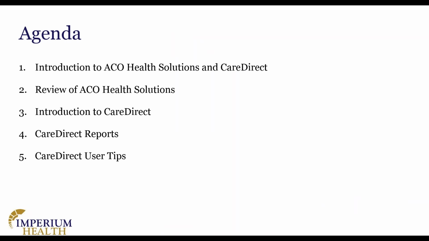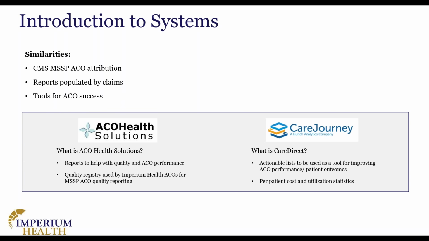We'll provide an overview of both systems, review how to navigate the platforms, and offer a few tips to help you maximize CareDirect. To get started, both platforms are going to be populated using claims data that Medicare provides to the ACO. That data is going to be about patients that are attributed or assigned to the ACO, and both are going to be ways to turn all of that data into usable information or usable nuggets that you can use to help better coordinate care for your patients.